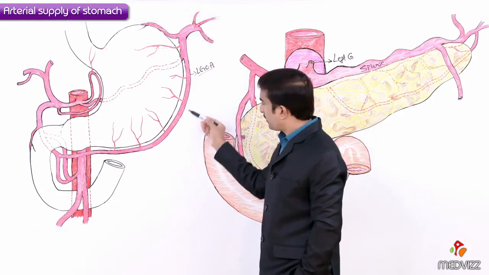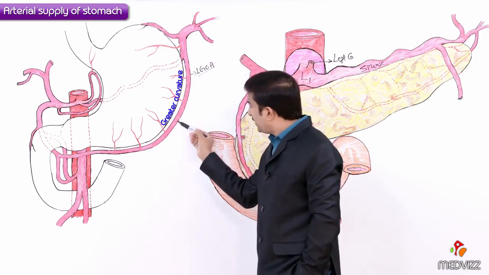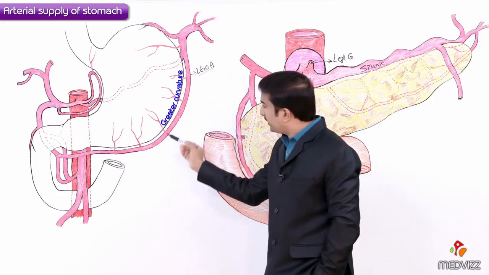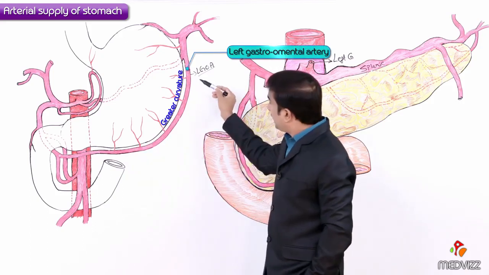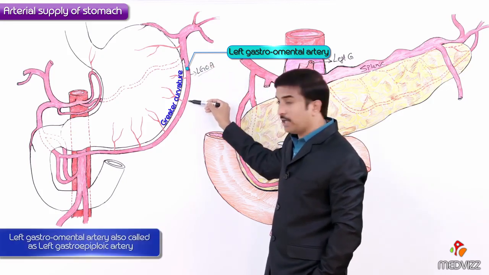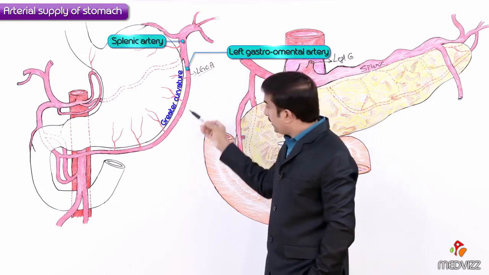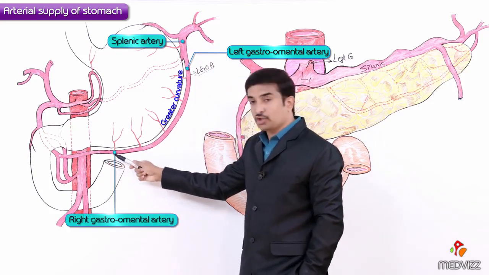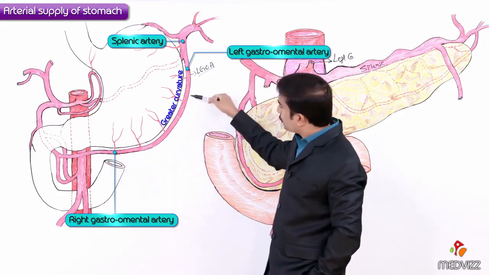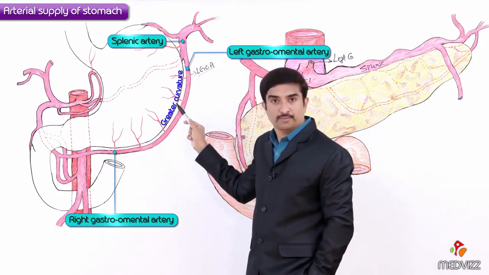Now let us discuss the arterial supply of the greater curvature. The arterial supply of the greater curvature is by the left gastro-omental artery, which is also called the left gastroepiploic artery, which is a branch of the splenic artery. And it is also supplied by the right gastro-omental artery. So the right gastro-omental artery as well as the left gastro-omental artery anastomose at the greater curvature of the stomach.